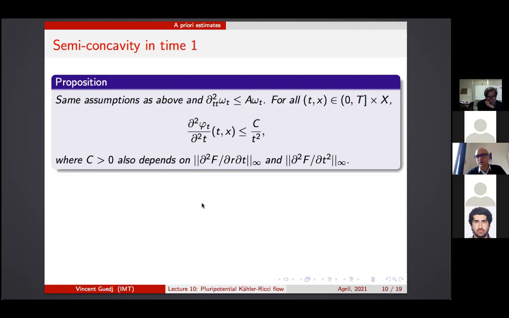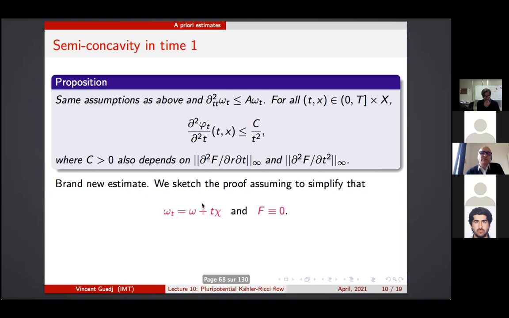Okay, so I would like to give you a hint of the proof, a sketch of the proof of this estimate, which I consider to be one of the most important in the paper. And let me actually do that in a slightly simplifying setting. I will actually kill the function f. It's not the main difficulty here. So let me assume capital F is zero.